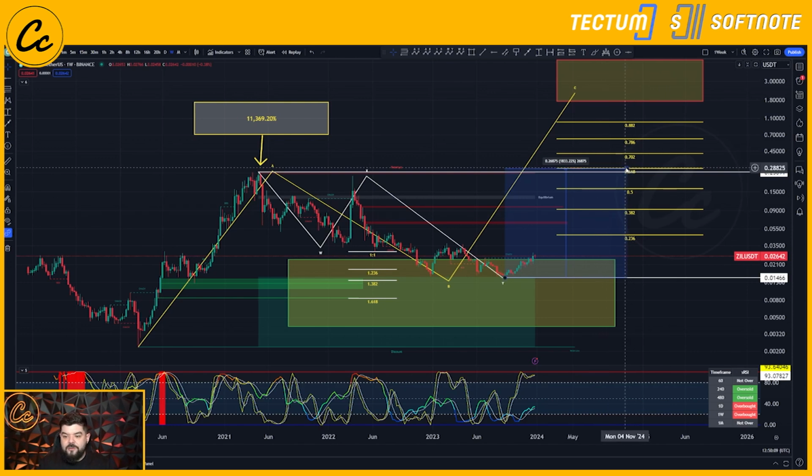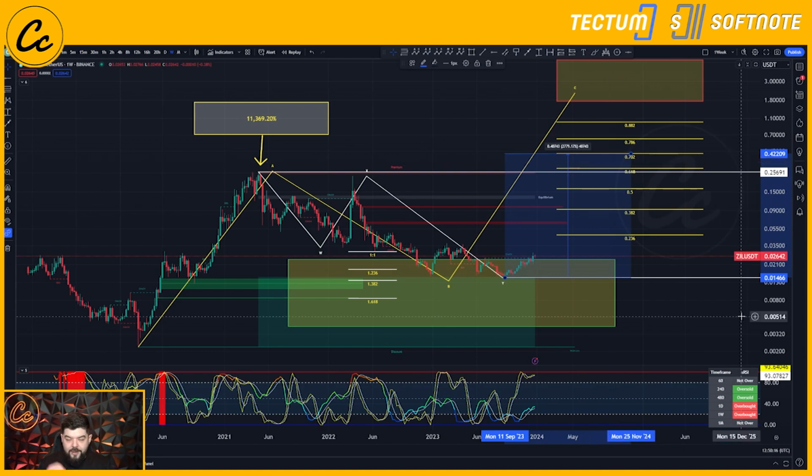But when we look at some of the other points here, we could look at that 702 fib level, 2,700% from the bear market low, 42 cents. Once again, I do think that is an achievable price for BEW to push on up to.